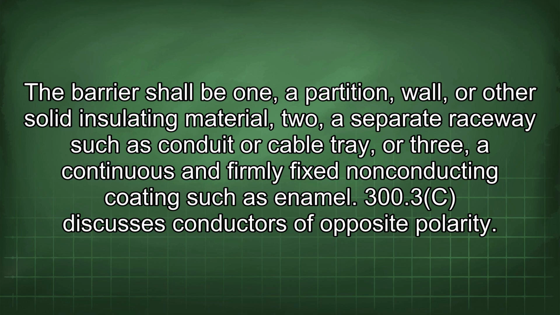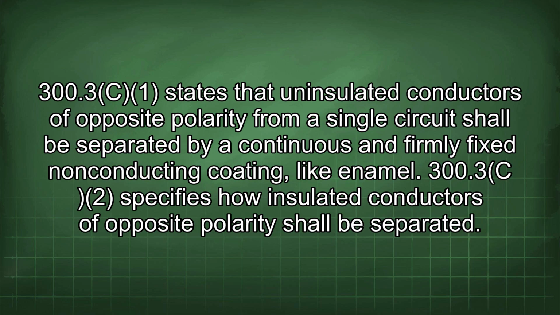300.3c discusses conductors of opposite polarity. The code states that uninsulated conductors of opposite polarity from a single circuit shall be separated by a continuous and firmly fixed non-conducting coating, like enamel.